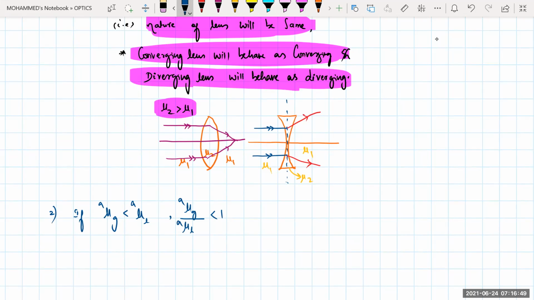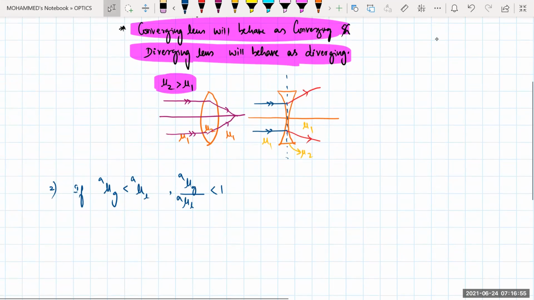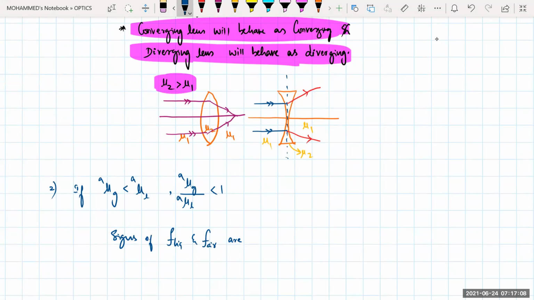Then we'll be getting the value 8 by 9. I did this one in the last session of your class. Yes, sir. One is 9 by 8, another one is 8 by 9. So 8 by 9 is obviously less than 1. In this one, what is happening is the signs of the focal length of your liquid and the focal length of your air are opposite. That is, the nature of the lenses is reversed.